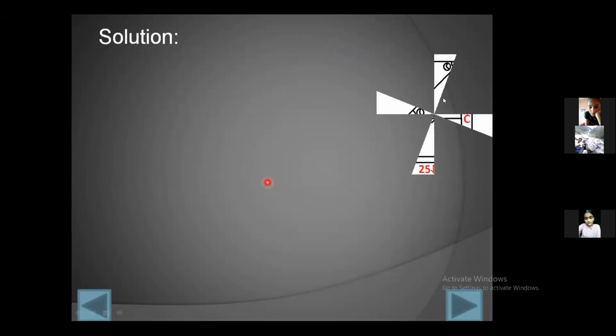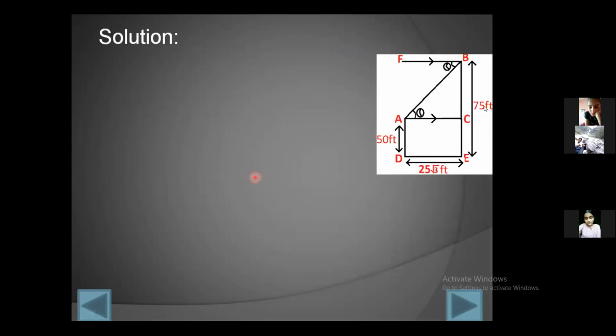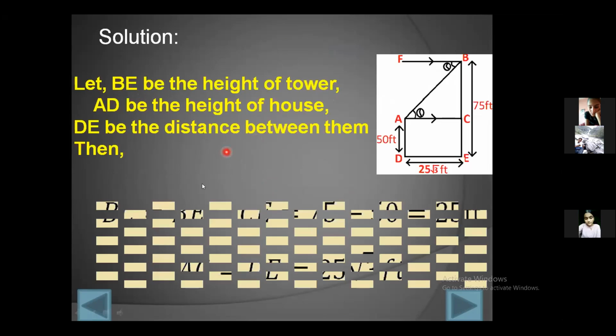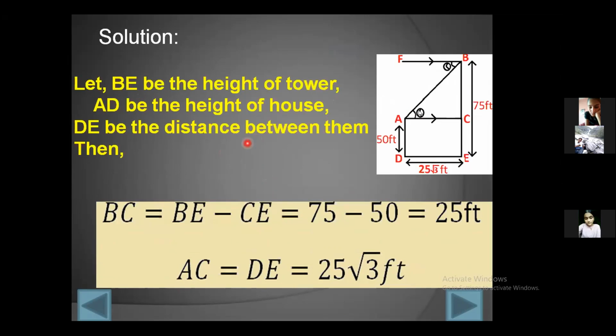Solution. Here we have the figure. We have let BE be the height of the tower and AD be the height of the house. This is the height of the house. DE is the distance between them.